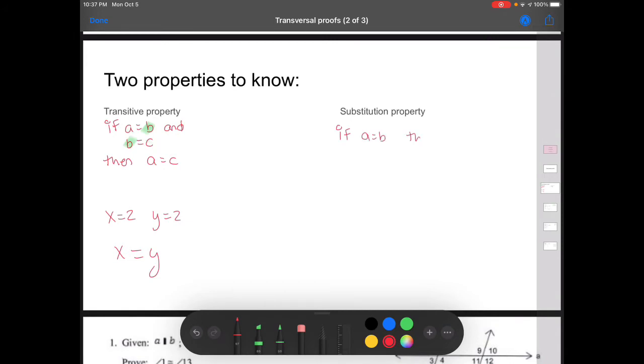Substitution is if A equals B, then B can replace A. Right, substitution is when you replace something. If I say X plus Y equals 10 and X equals 3, then 3 plus Y equals 10. So I replaced the X with the 3. So these are two properties that are going to be used in transversal proofs. Make sure you have these written down in your notebooks.